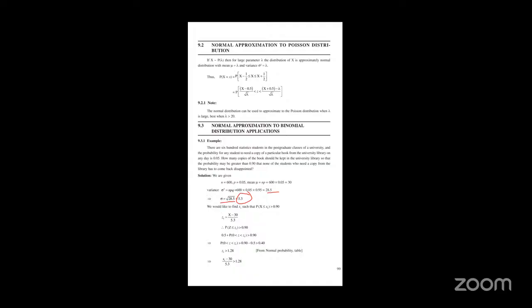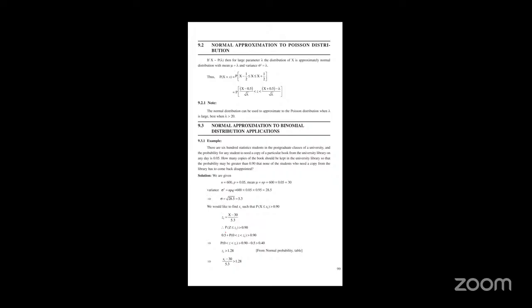We would like to find x1 such that the probability of x less than or equal to x1 is greater than 0.90. It should be greater than the probability for all the students. So we find the standard normal variate: z equals x minus mu by the standard deviation. Here 30 is the mean, np, that is mu, and 5.3 is the standard deviation. This is the form to represent it.